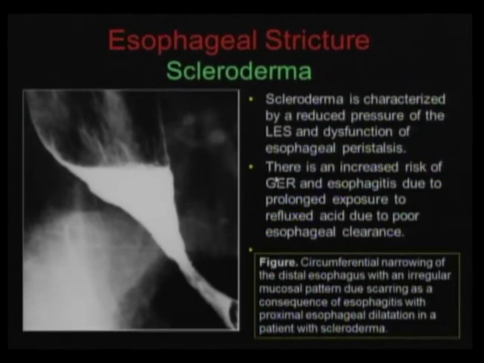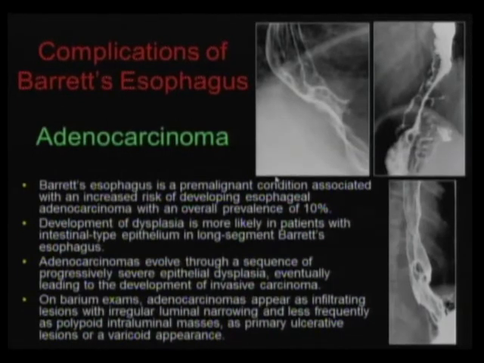In some cases, when you have patients with scleroderma, due to the long-standing gastroesophageal reflux, you can have strictures due to that cause. They are really peptic strictures, but the cause is the scleroderma and not the gastroesophageal reflux. And finally, one of the complications of Barrett esophagus is the adenocarcinoma.